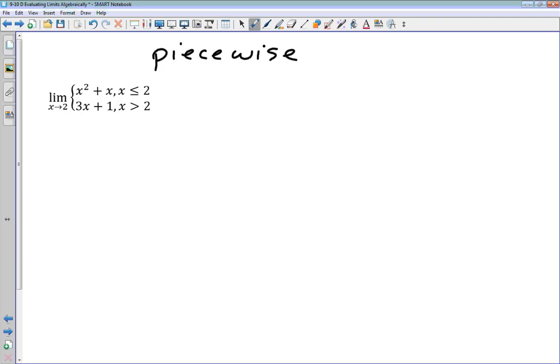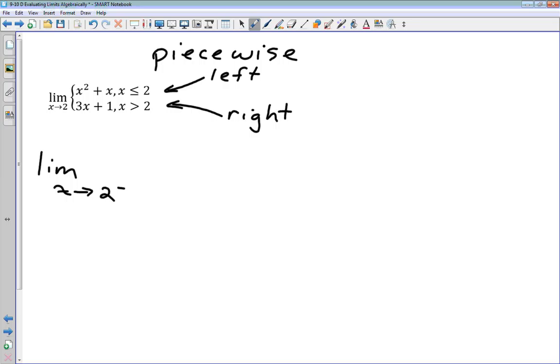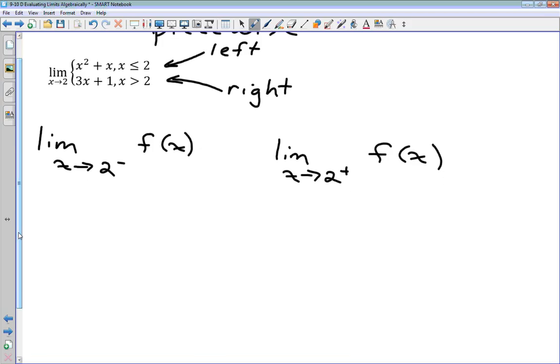So we can think of our two branches as a left-hand branch, because it's to the left-hand side of x equals 2, this number we're heading towards, and we've got a right-hand branch because it's on the right-hand side, or greater x values than this x value that we're tending towards. So it makes sense to split this limit into two limits. The limit as x tends to 2 from the left of our function, and the limit as x tends to 2 from the right of our function. I could actually label these left, right.